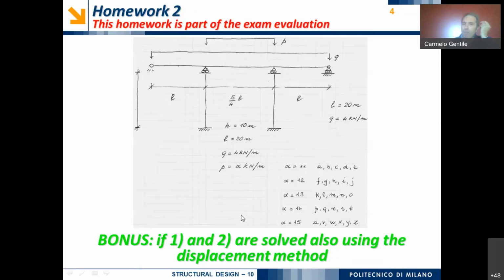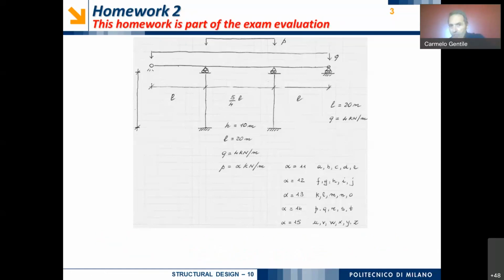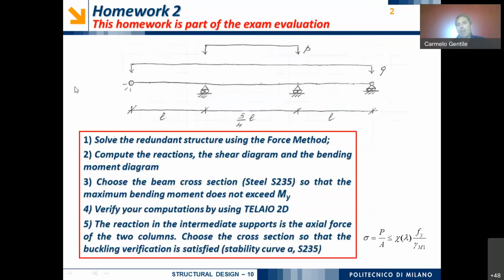Of course, from an academic standpoint, what is interesting from our point of view is that you have an exercise consisting of a continuous beam, and you have to solve this exercise by using the first method, the displacement method, and by also using a computer code, the computer code Telaio 2D.